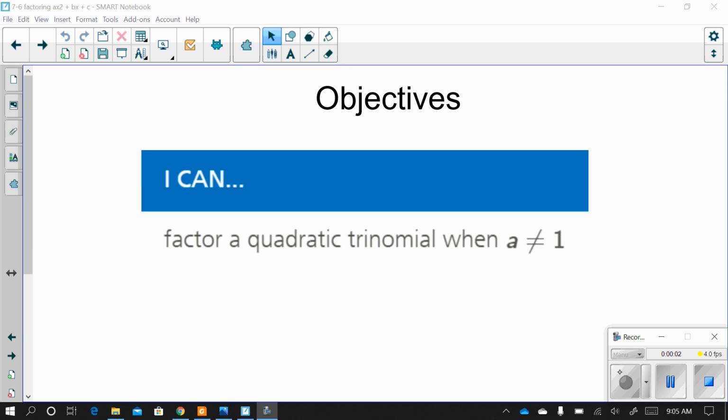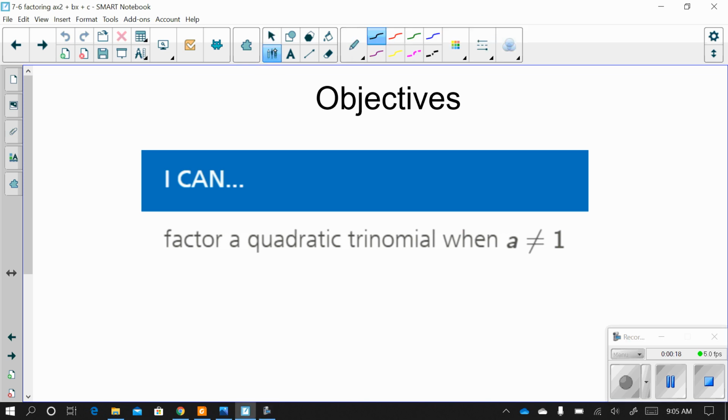Okay, hey guys, we're going to be doing our next lesson, and I will warn you this lesson is a little bit harder than the last one. So please make sure you're taking really good notes and you are ready to work. Okay, so our objectives today, we're going to factor a quadratic trinomial when a does not equal 1.